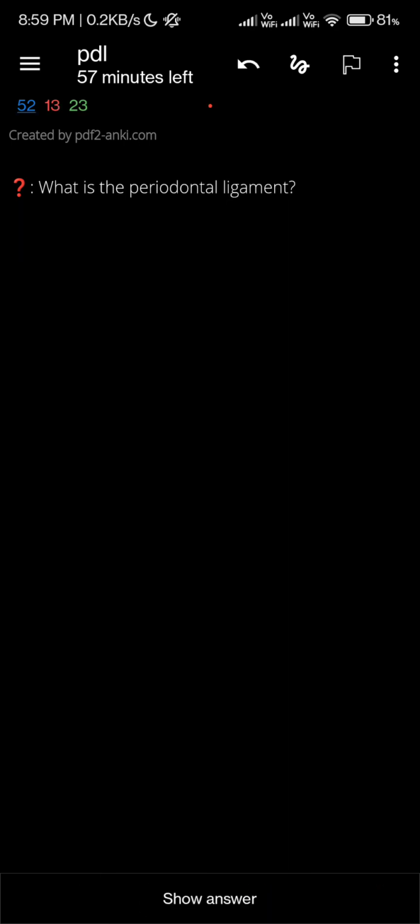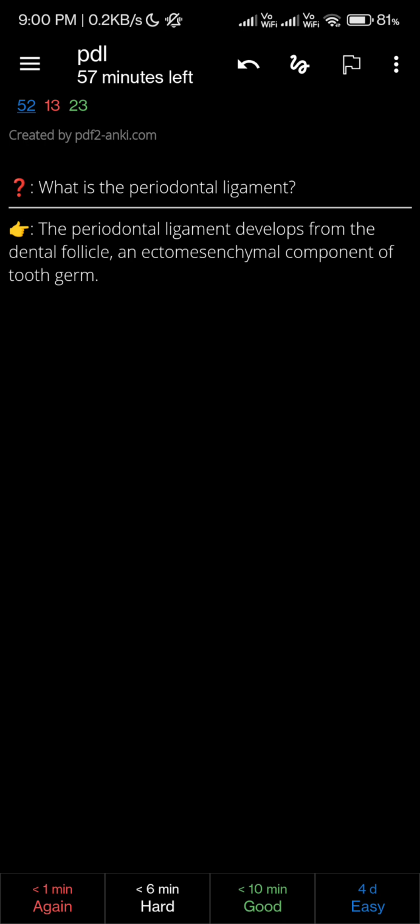What is the periodontal ligament? It is a soft fibrous connective tissue providing attachment, and it is cellular and vascular. It develops from the dental follicle, an ectomesenchymal component of the tooth germ.